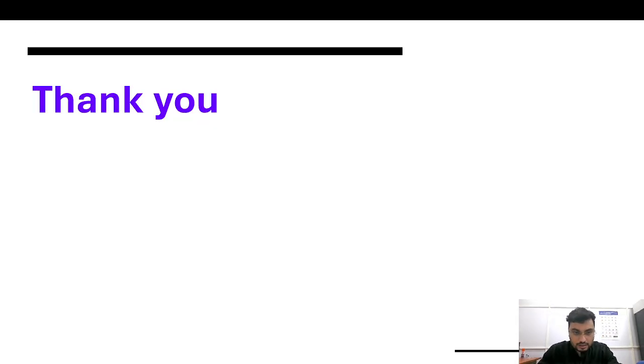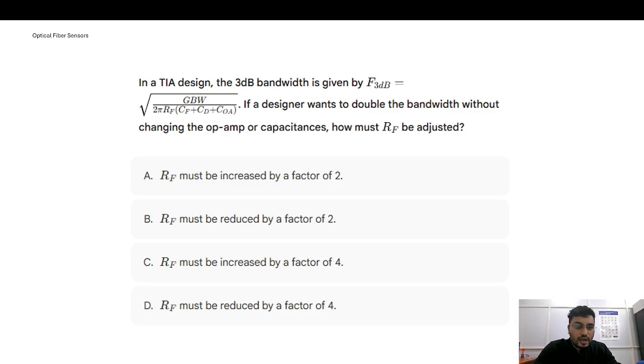Then last, I think this is the last question. In a TIA design, the 3 dB bandwidth is given by f_3dB equals the square root of GBW divided by 2 pi RF (CF plus CD plus COA). Now, if a designer wants to double the bandwidth without changing the op-amp or capacitance, how much must RF be adjusted? Let me know how much we need to adjust RF to double the bandwidth.